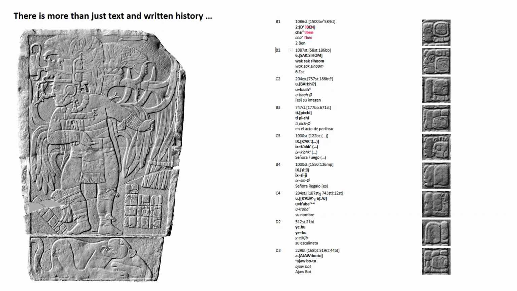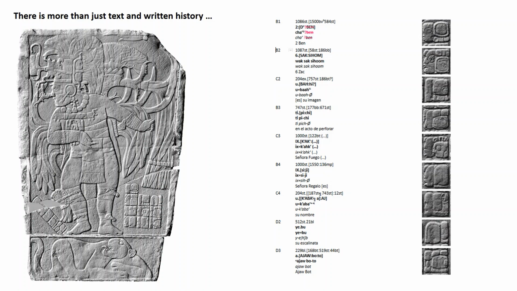Oh, there it is. Here's the man dancing here. There's a text field. Here's a text field, and here's a text field. And what we did so far in the Maya epigraphic studies is just reading hieroglyphs and understanding the history and the persons and everything that is behind this.